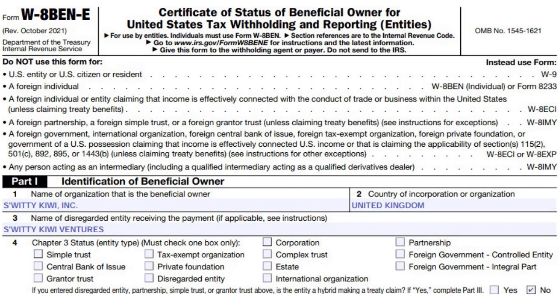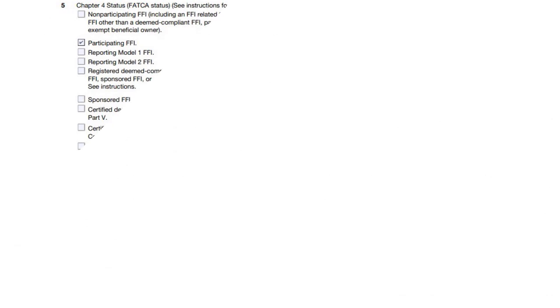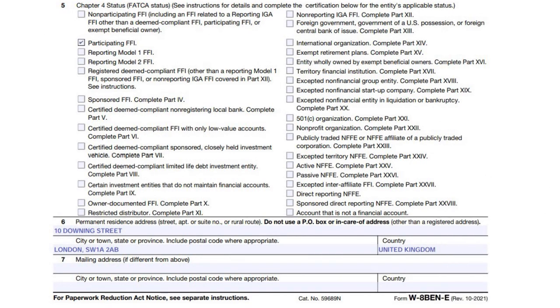If your organization is a simple trust, a central bank of issue, a grantor trust, a tax exempt organization, and so on and so forth. So that's the first screenshot. In the second screenshot, line 5, we checked the first one, a participating FFI. FFI means a foreign financial institution. So you really have to see whether whatever box applies to your situation. Line 5 is pretty comprehensive. You have nearly 25 to 30 boxes to check and see which one applies to your situation.